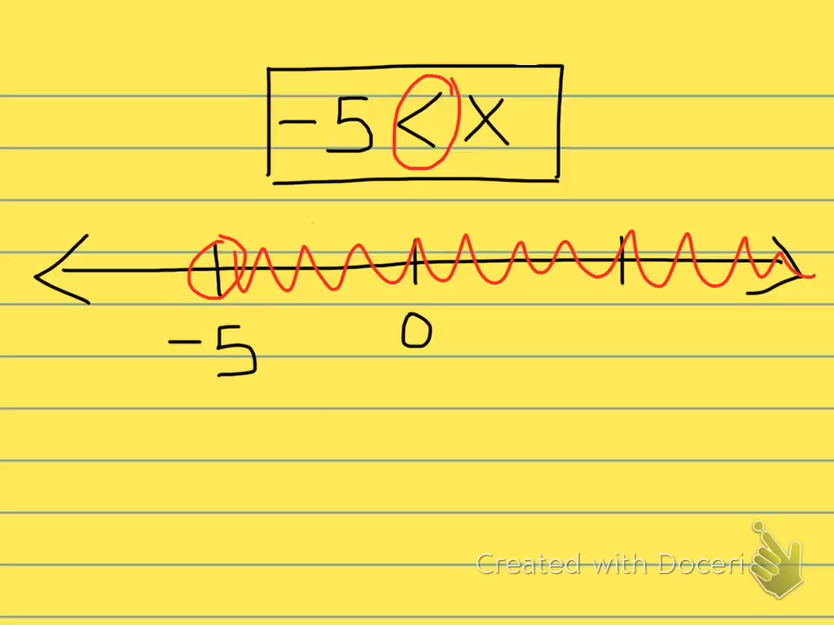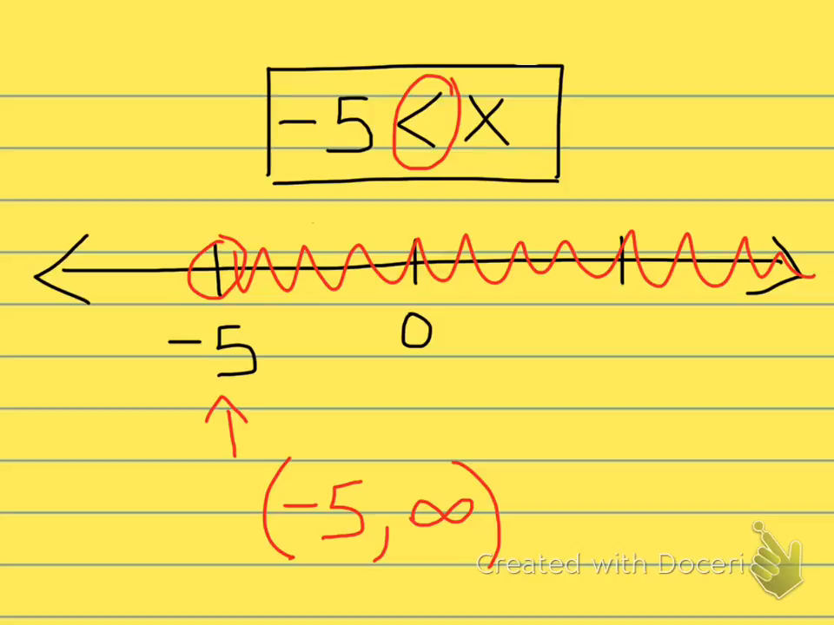How do I write that in interval notation? Well, I start from left to right, which means I'm starting right here. Parenthesis, open interval on the -5, comma, proceeding through infinity, close parenthesis.